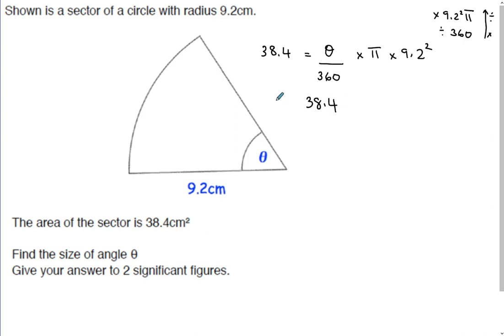So you go 38.4, let's just say what we're trying to calculate, 38.4 times 360 divided by 9.2 squared times pi, and out comes your answer, two significant figures, so 52 degrees.